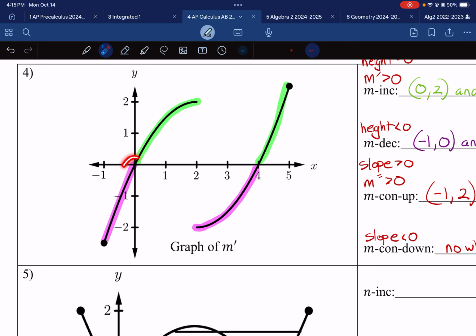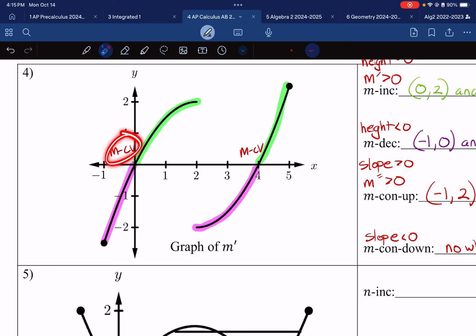Where is the height equal to 0? Well, there and there. Let's label those as m critical values. This is an m CV. This is an m CV. So these 2 points are m CVs. I can't say that this is a critical value because I don't know what's going on there. There's an argument to be made for either side, so I'm going to just ignore it.